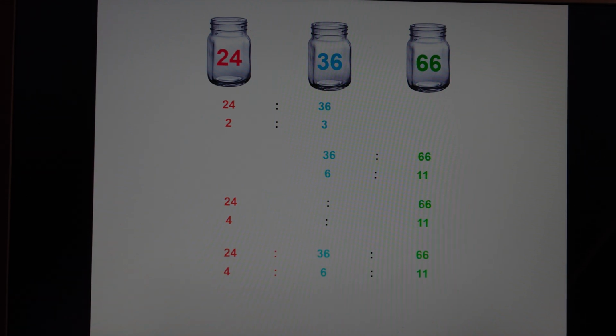I could even look at the ratio of all three, red to blue to green, and they still have a factor of 6, so you could divide through by 6. It's not always 6, it depends on the question. But the point is, when you compare any two of them, or even comparing all three of them, you could actually simplify the ratio, and we'd be left with things like 2 to 3 or 4, 6, 11, and so on.